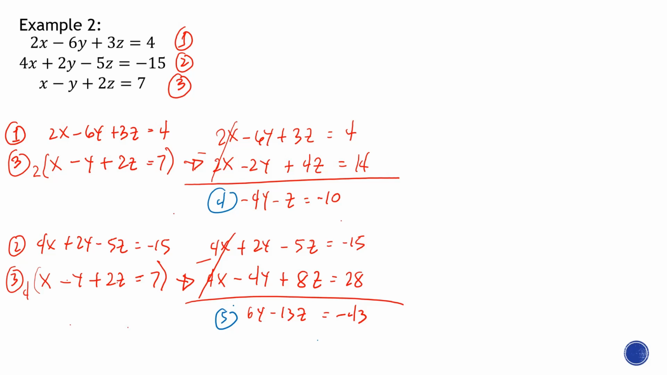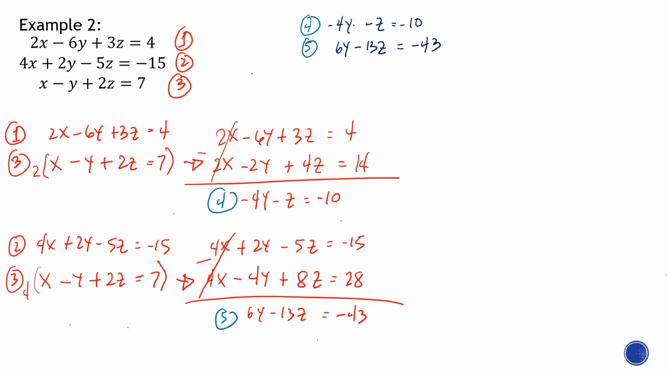Now I'm going to combine those two, the fourth and the fifth. Negative 4y minus z equals negative 10. 6y minus 13z equals negative 43. Sorry, I first wrote z instead of y. So what's the next step here?